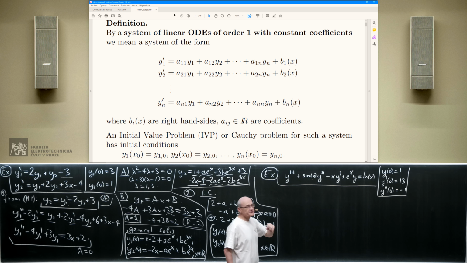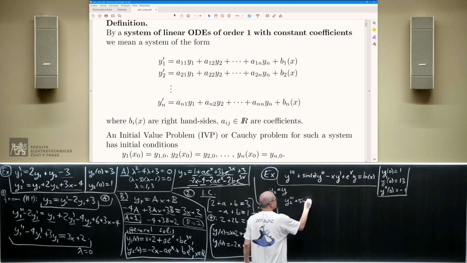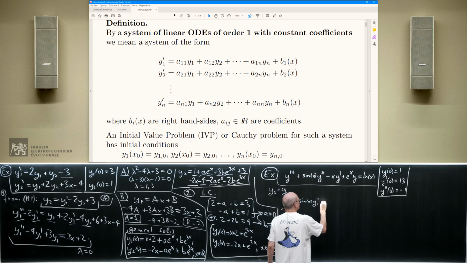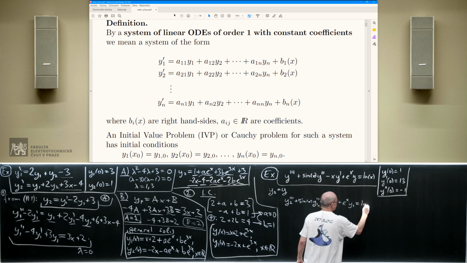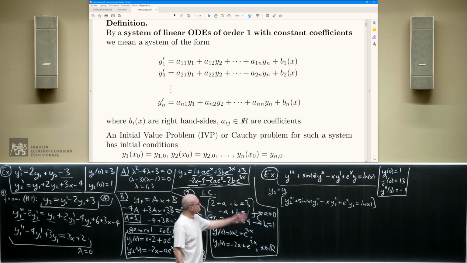Just to remind ourselves where we are aiming. The first step is formal. I take y and I call it y1. So this differential equation then becomes y1 third derivative plus sine x y1 second derivative minus x y1 derivative plus e to x y1 is equal to logarithm x. Why did I do it? Well, because now it's a system. It's one by one system. System of one equation with one unknown.